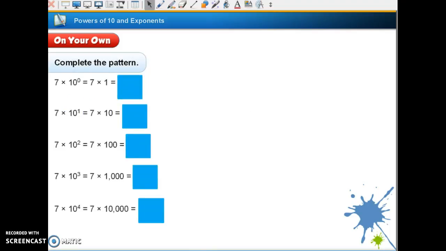All right, here we go. This is down at the bottom, number 11. So 7 times 10 to the 0 power. 10 to the 0 power is always 1. Repeat that 3 times. 10 to the 0 power is always 1. Now repeat it 3 times in your head.